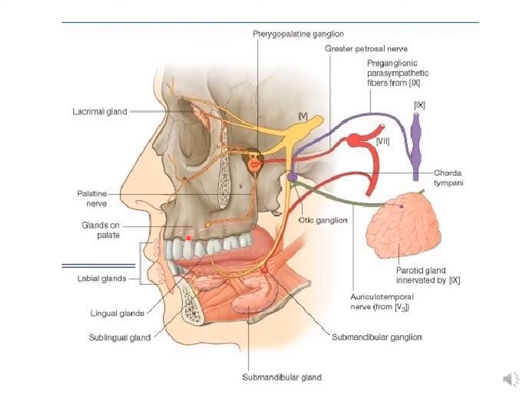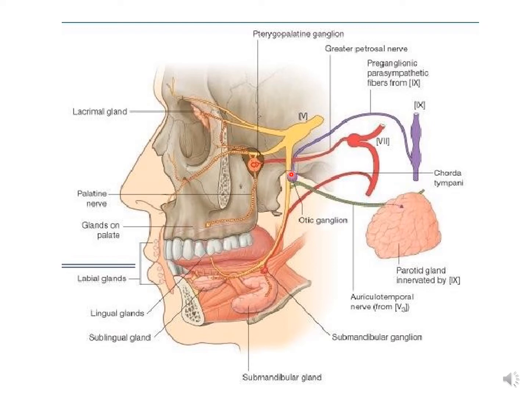This is another image which provides a summary of the three ganglia: the pterygopalatine ganglion, the otic ganglion, and the submandibular ganglion. And you can clearly see that the pterygopalatine ganglion has preganglionic fibers from the greater petrosal distributed through the zygomaticotemporal to the lacrimal gland and through the ganglionic branches to the palate and pharynx, etc.